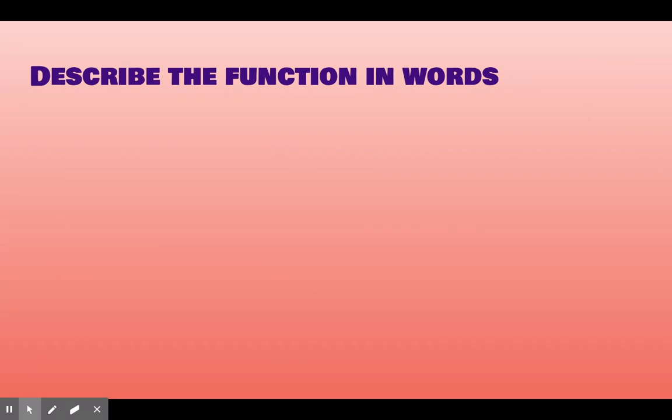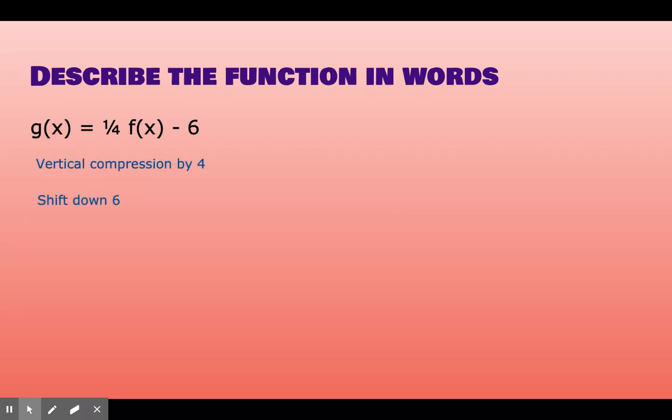Okay, now we're going to actually look at, given a function, we're going to describe in words the transformations. So if here's my first function, that 1/4 in front represents your A value, and because it's less than 1, that's going to be a vertical compression by 4. And that minus 6 will be a shift down 6. Okay, for this next example here, that 8 is going to be my K value, and it's positive, so I'm going to shift up 8.